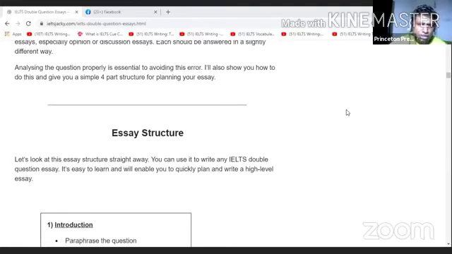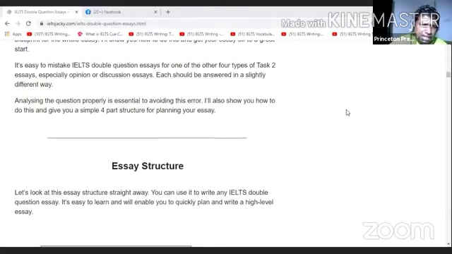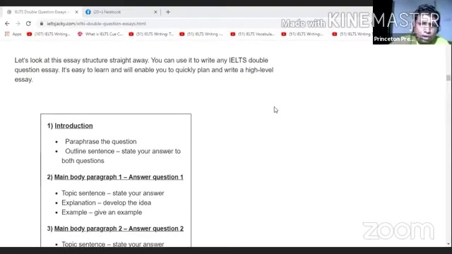You'll have to analyze the question first. If you do that, you're not going to make this pitfall or mistake. I'll also show you how to do this and give you a simple four-part structure for planning this essay. What should be the best structure for this kind of question?